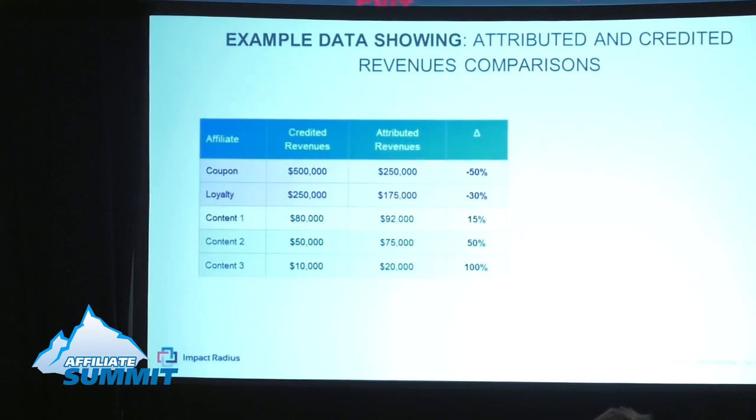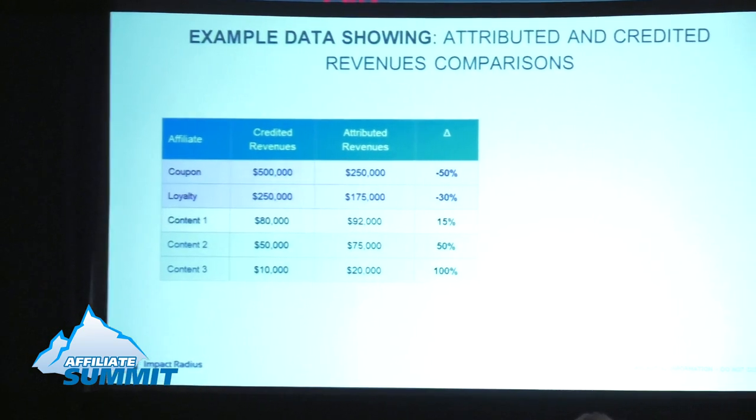What's the delta? If attributed revenue is less than what I paid them in my credited revenue, I'm overvaluing that affiliate. Because my tracking platform says this affiliate got credited with $500,000 in revenue. My attribution model says it's more like $250,000. I've obviously overvalued that partnership by 50%. Conversely, I have an affiliate that drove $10,000 in revenue, but my attribution model shows $20,000. Now I've undervalued that partner.